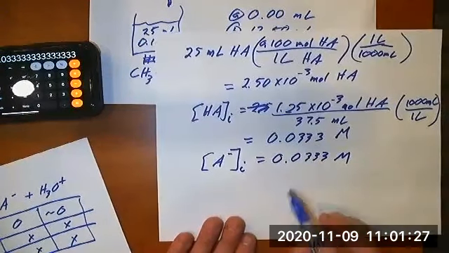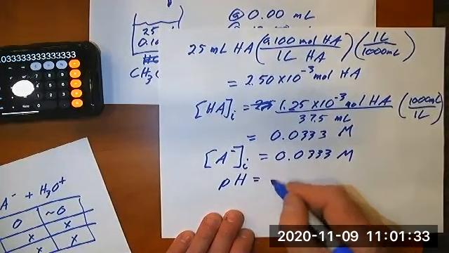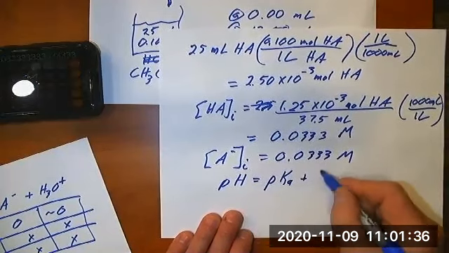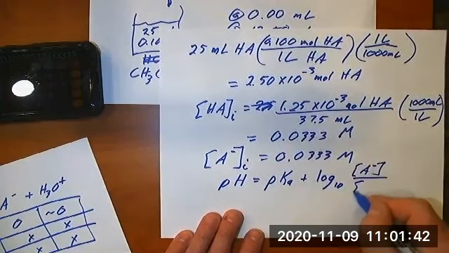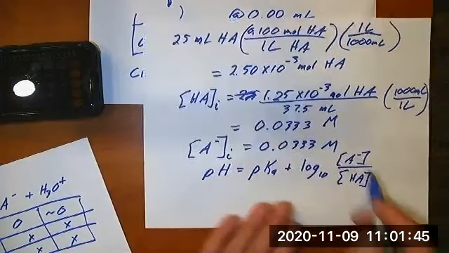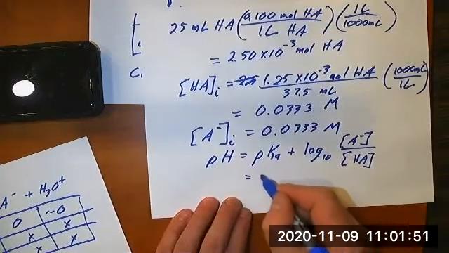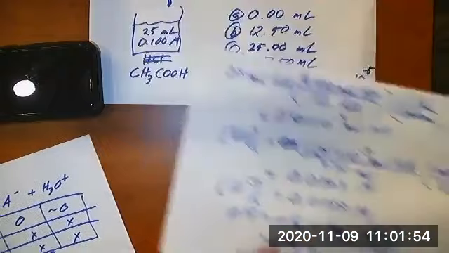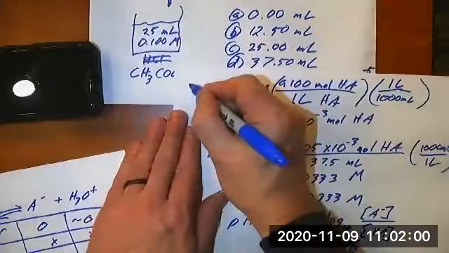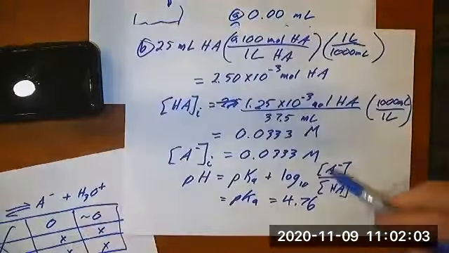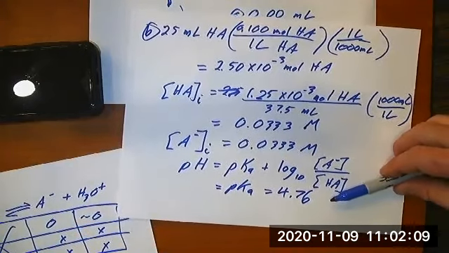And now, because we know we're in the buffer region, we can use the Henderson-Hasselbalch equation to determine the pH. It equals the pKa plus the log base 10 of A minus over HA. Well, these are the same. So log base 10 of 1 is 0, so our pH just equals the pKa, which equals, we wrote it down before, 4.76. So that is how we determine the pH before we reach the equivalence point.